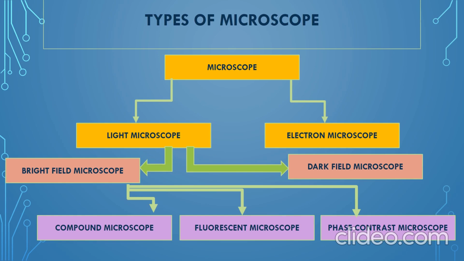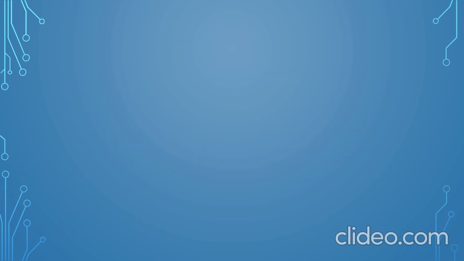What are the different types of microscopes? Microscopes can be broadly classified based on the source of light as light microscope and the electron microscope. Further, the light microscope can be classified into bright field and dark field. So the bright field microscopes are nothing but our compound microscope, fluorescent microscope, phase contrast microscope. So totally we have compound microscope, fluorescent microscope, phase contrast, dark ground and electron microscope as the different types of microscopes.